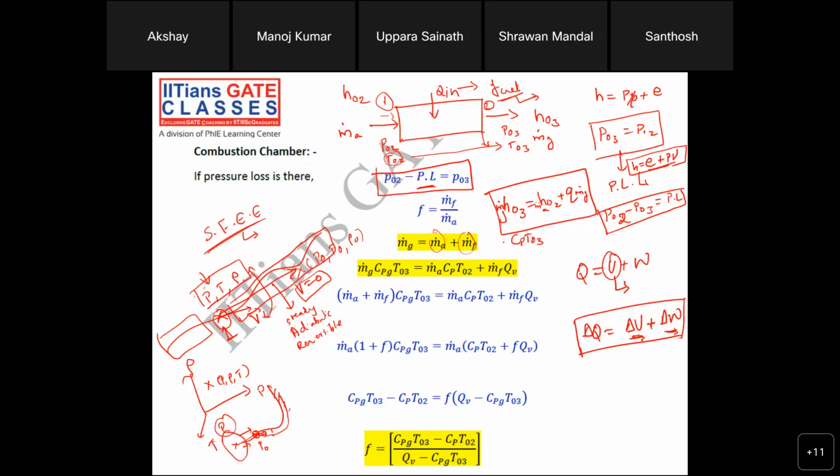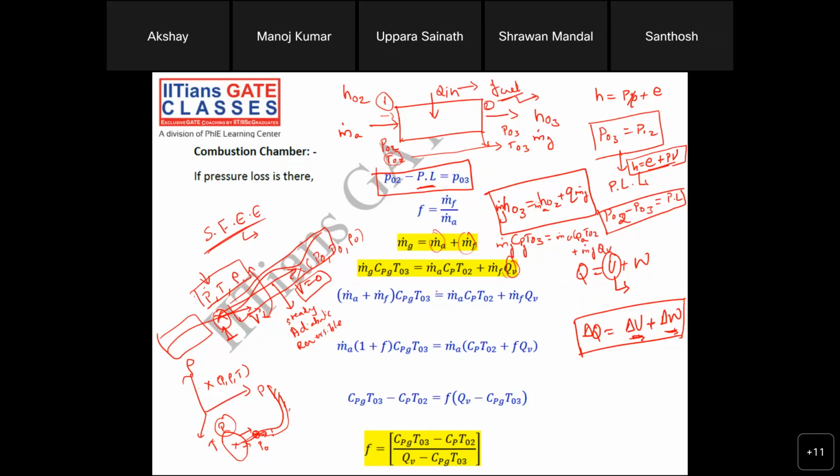Here we have mass flow rate of gas times CpT03, which is equal to mass flow rate of air entering here, times Cp air, times T02, plus mass flow rate of fuel times the calorific value of the fuel. That is basically a measure of how much energy you can get out of the given fuel, right?